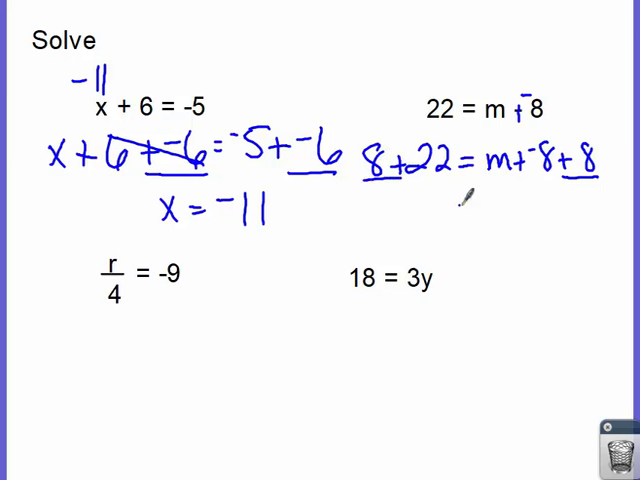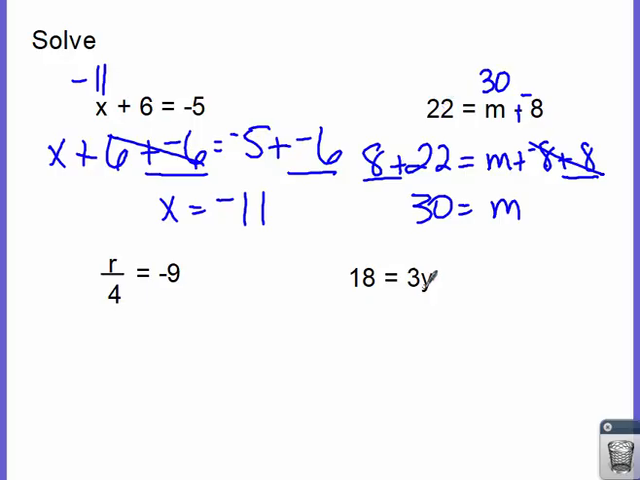Now on my right-hand side, I've got m plus negative 8 plus positive 8. So my 8's go away. I'm left with m, which is what I want. On the left-hand side, I have 22 plus 8, which gives me 30. If I plug that back into the m, 30 plus negative 8, does that give me 22? Yes, it does.